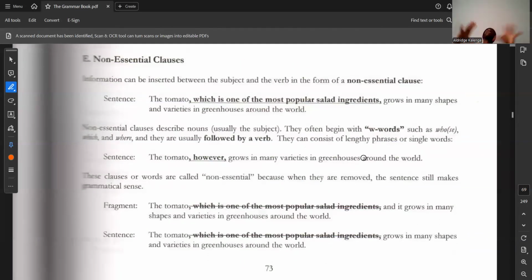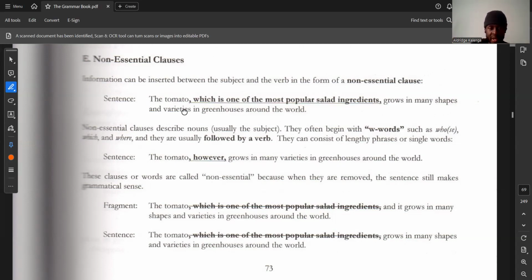Non-essential clauses, we've done a whole lesson on this. There's a video on the YouTube channel, you can get in depth with this, but a non-essential clause is pretty much, by definition, something that's non-essential. So this is something that's not really important. It just gives more information about a sentence. It can be taken out and the sentence will still make sense. So usually non-essential clauses are sandwiched by commas, dashes, or parentheses, right? So the information can usually be placed between the subject and the verb.